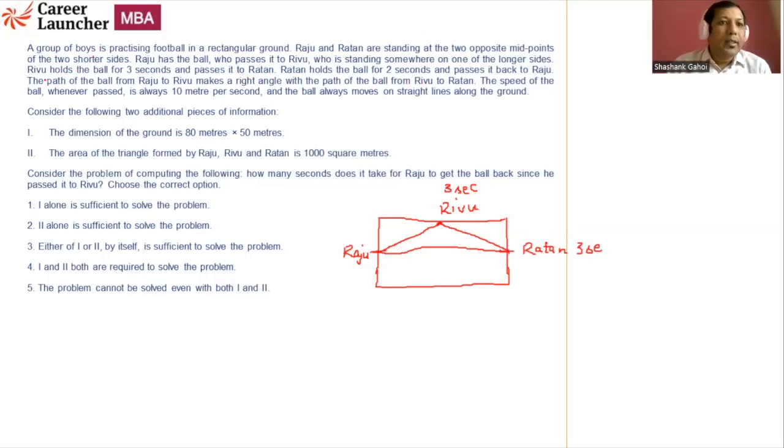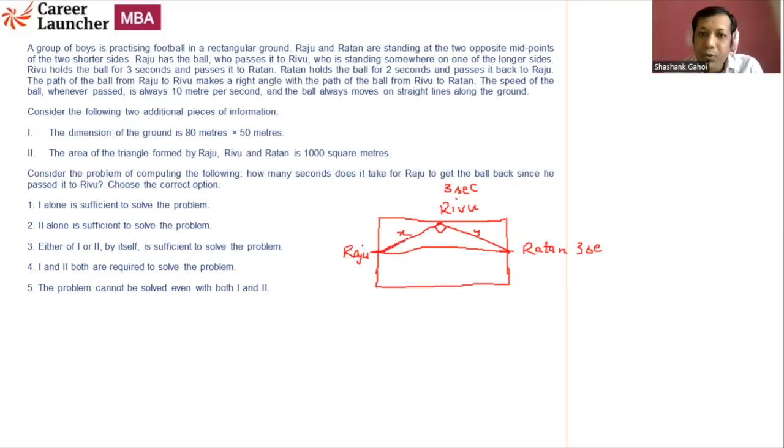Okay. The path of the ball from Raju to Rivu makes a right angle with Rivu to Ratan. Okay. So this is, let's say, x, this is y. And the speed of the ball wherever passed is always 10 meters per second. Okay, fair enough. And what are we supposed to find out? We are supposed to find out how many seconds it takes for Raju to get the ball back since he passed it to Rivu.